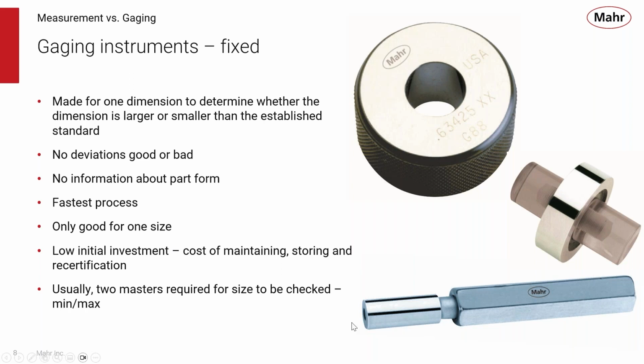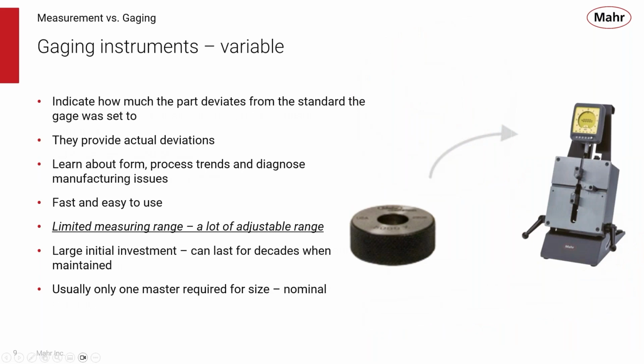You have to store them, recertify them once a year, and make sure that they're kept in good condition. Usually fixed gauges are two masters in a fixed gauge. That's going to be your go, no-go, or a min and a max. So again, that's going to be the benefits of your fixed gauge. Moving on, going into detail about the variable gauge again.